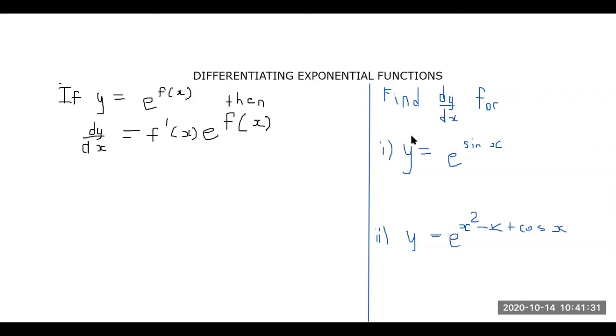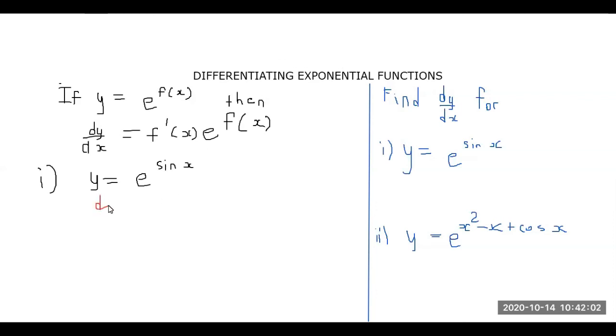Now let's look at these examples. Part 1 said to find the derivative of y equal to e to the sine x. Now sine x is like your function of x right here. This is your f of x. And so y is equal to e to the sine x. Your function of x is sine x. And so you find the derivative of sine x, and the derivative of sine x is cos x.